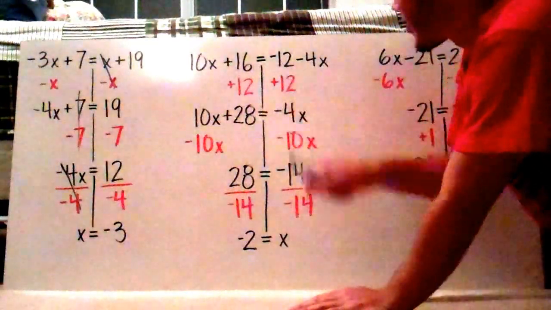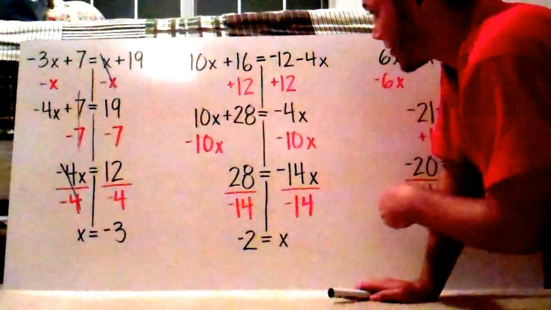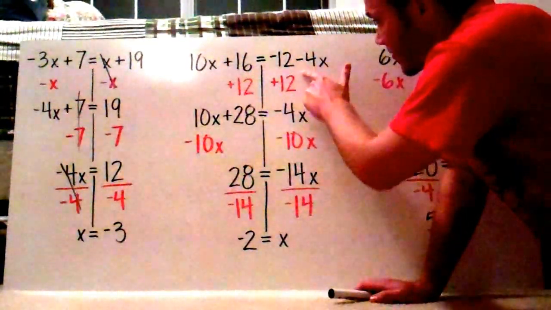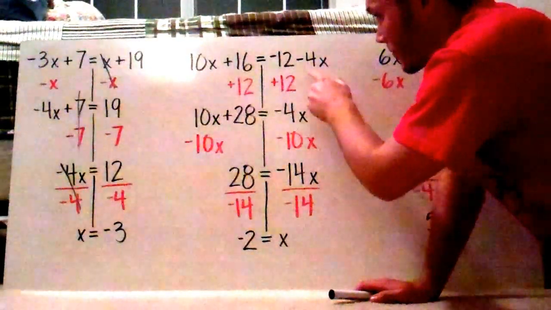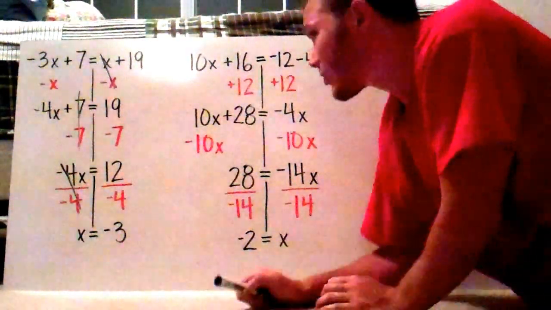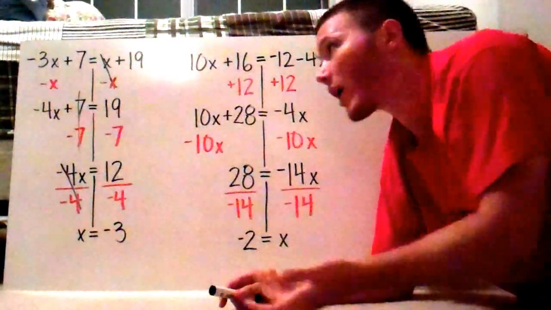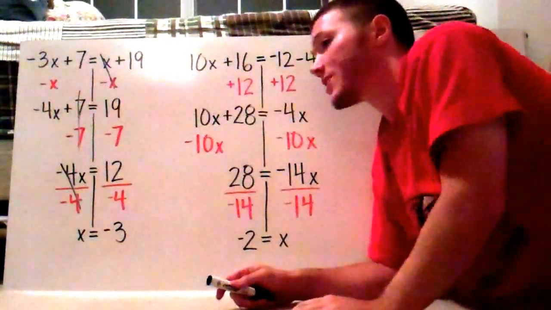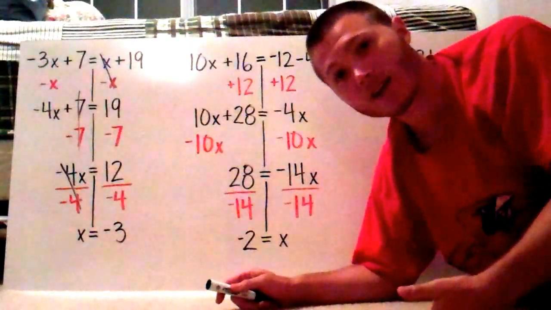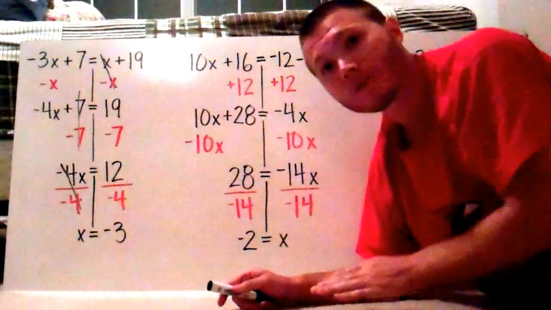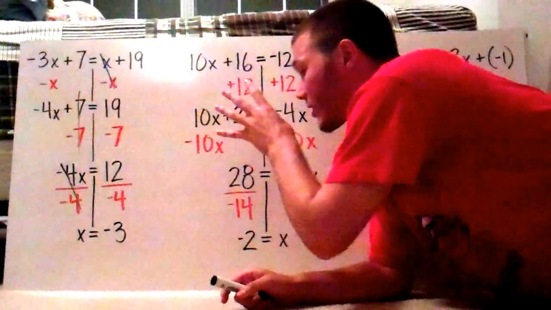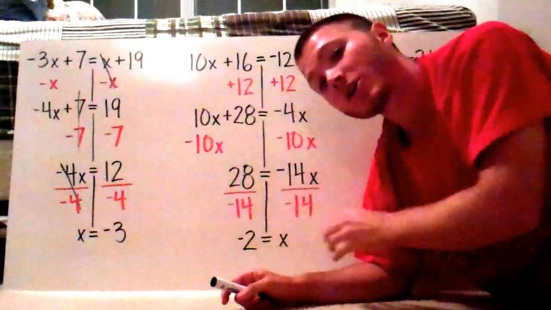Okay? I could do the opposite of negative 12, which is plus 12. I could have done the opposite of minus 4x, which would have been plus 4x. I could have done the opposite of plus 16, which is minus 16. Or I could have even gotten rid of the positive 10x by doing negative 10x. It doesn't matter what your first step is. All that matters is that you get the integers on one side, the variables on the other.